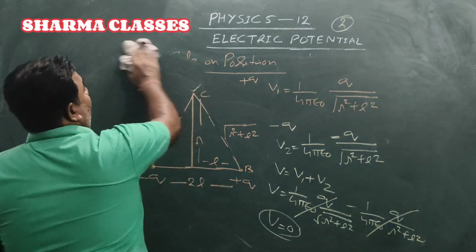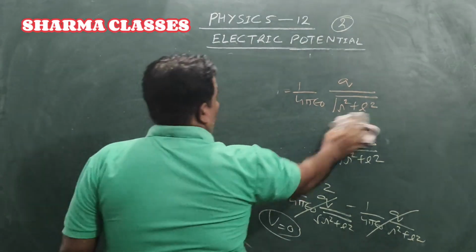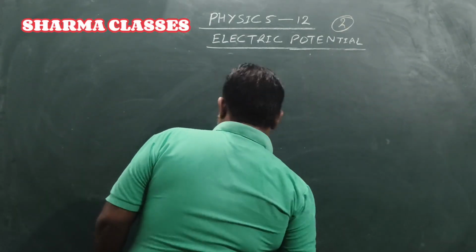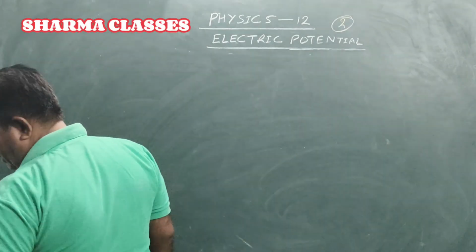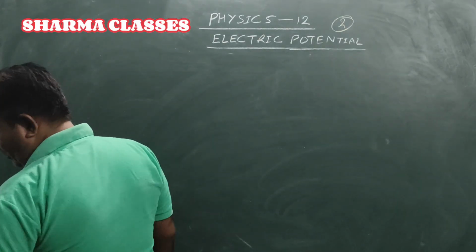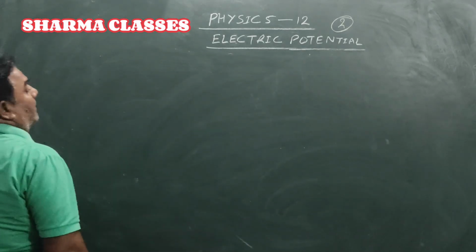This is the equatorial position. Now, the next heading is the work done on rotating a dipole in an electric field. If we rotate any electric dipole in an external electric field, the formula of work done on rotating an electric dipole in a uniform electric field is as follows.